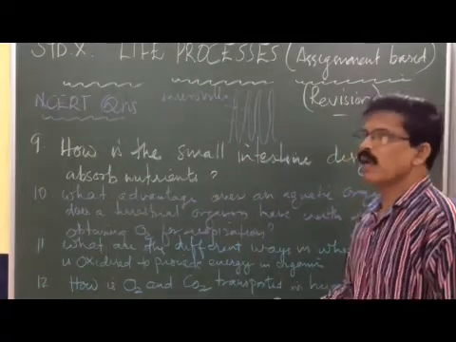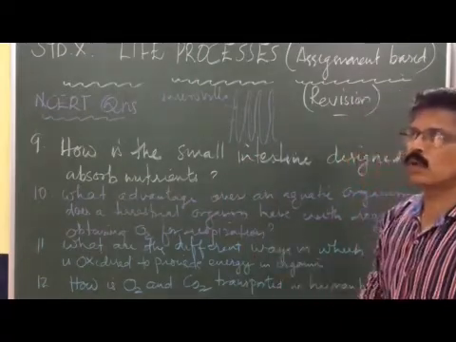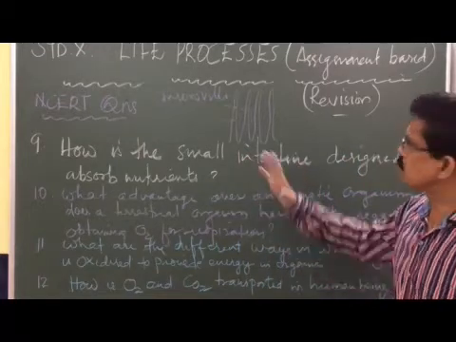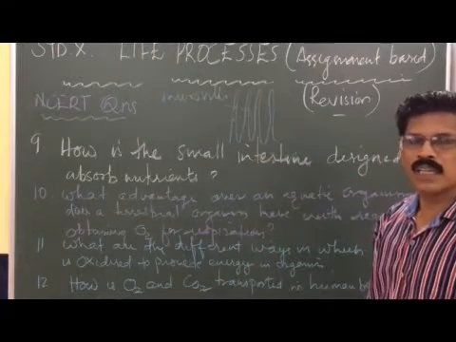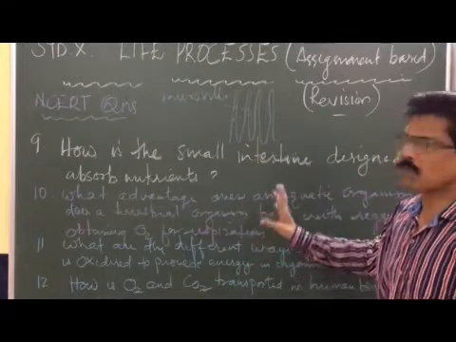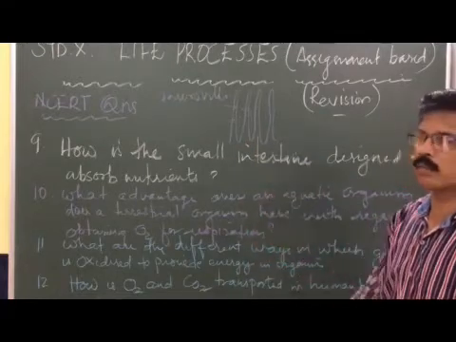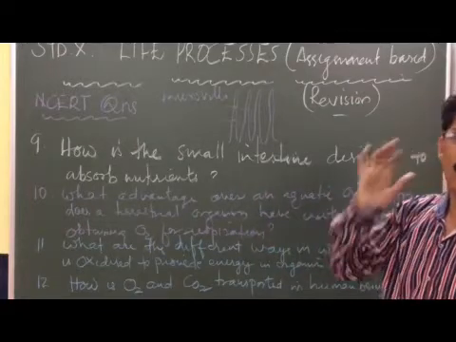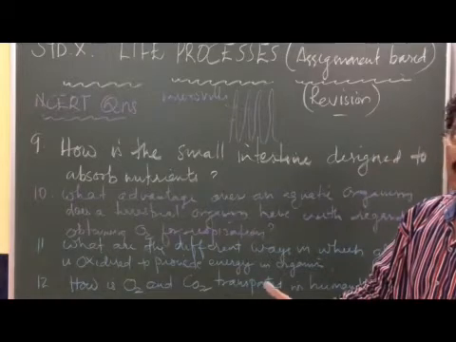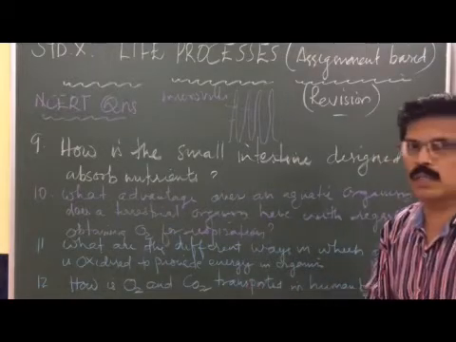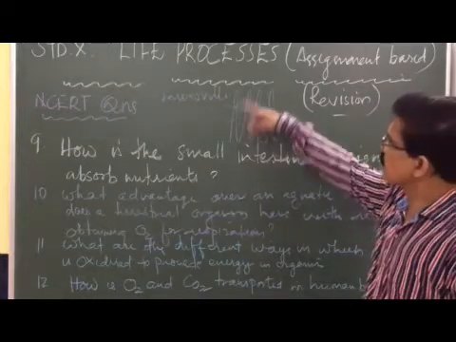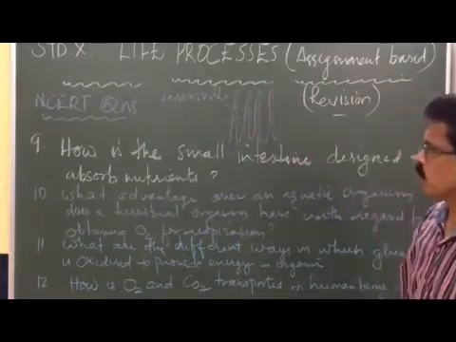So villi have three important roles. Villi show wave-like movement and get the food particles trapped in between them, and they get absorbed into the bloodstream of the capillaries inside the microvilli by diffusion, and not only diffusion, we can say active transport. Diffusion is a passive transport, but active transport also takes place. Villi increase the surface area for the absorption of the food.